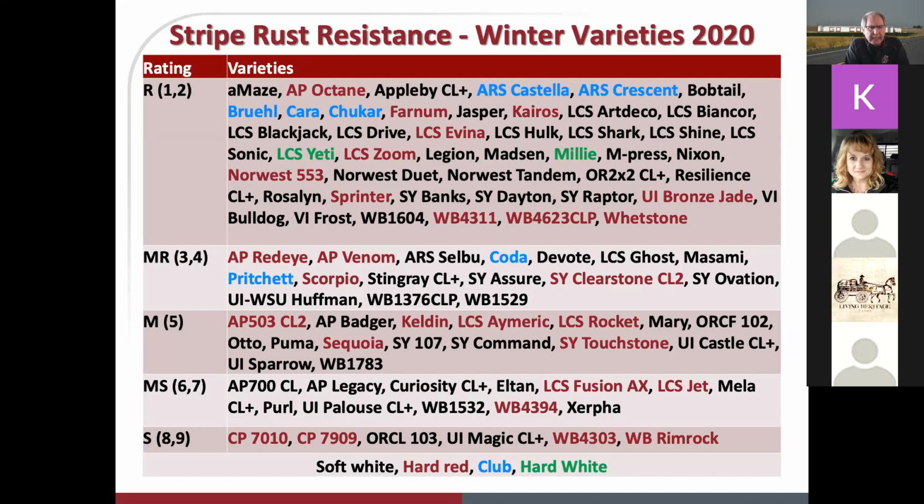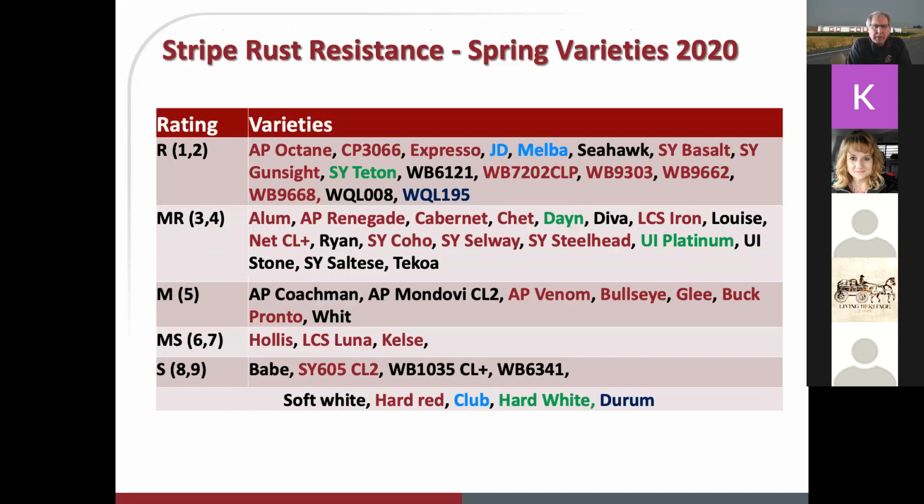We really recommend, unless you have a really good reason for it, to avoid the varieties that are rated greater than four. If you do plant varieties rated greater than four, then you really need to be thinking about fungicide application using those criteria I just mentioned. Okay, so these are the resistance ratings for winter varieties. We have the same thing for spring varieties. Now's the time of the year when many of you are thinking about what you might be planting this spring. And again, we have the same recommendation. If at all possible, plant a variety that's rated four or less. And there's a lot of options here that you can choose from.